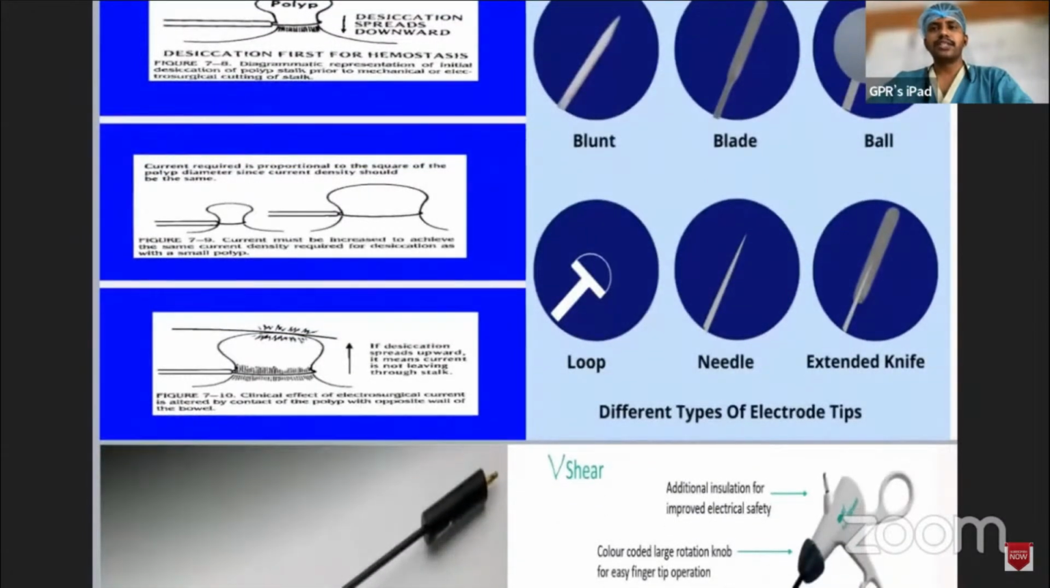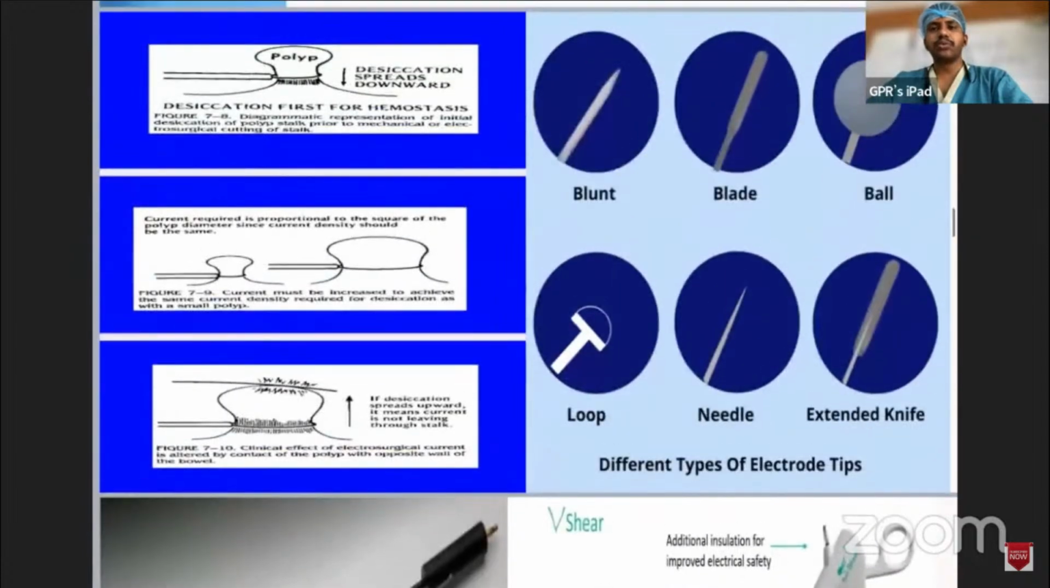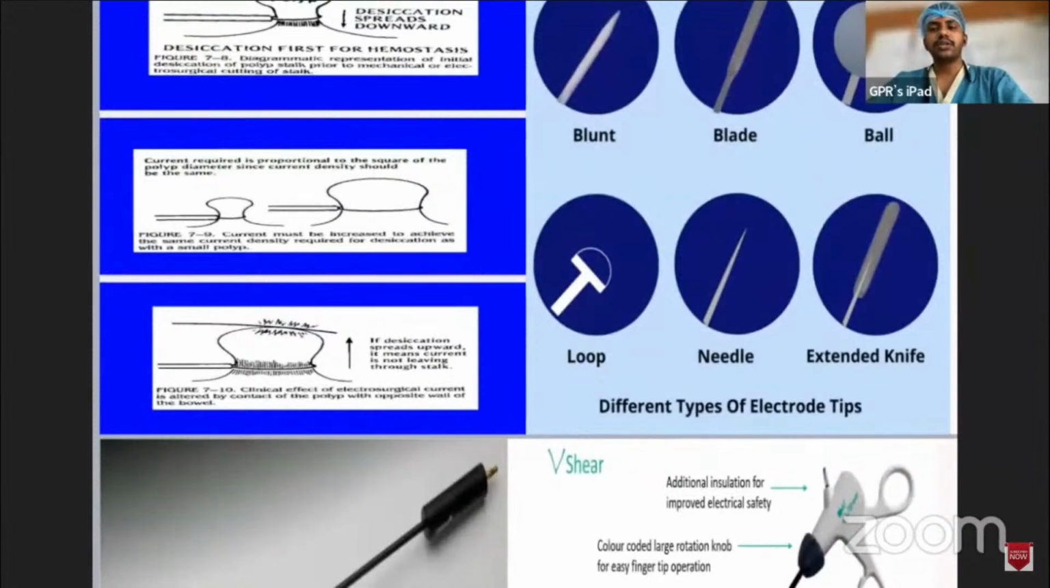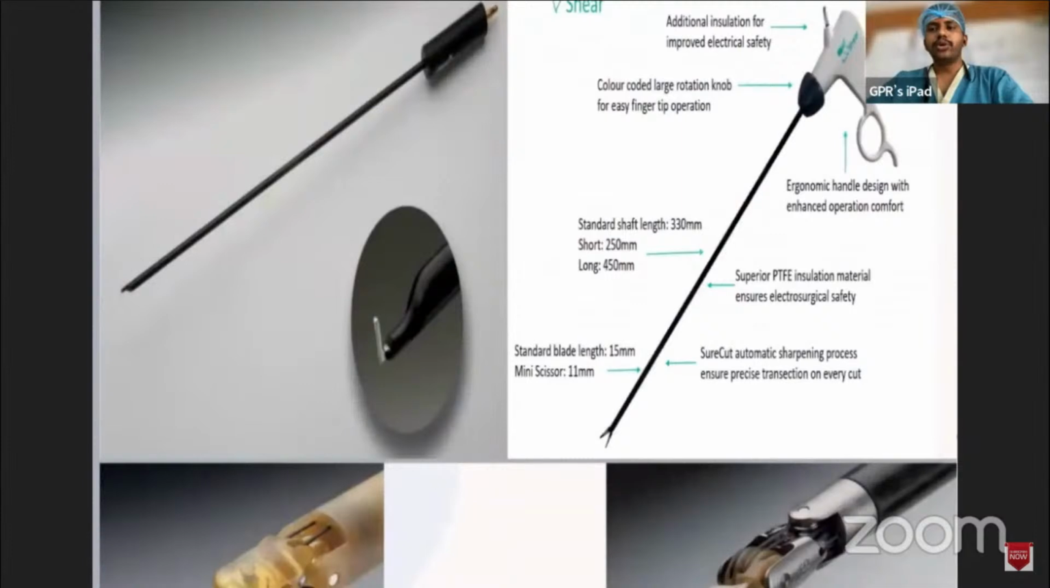First the snare or loop is placed over the polyp, and then it is tightened and crushed to make sure some amount of hemostasis happens, and then the electric unit is put into action, causing the desiccation of the polyp tip. These are the endo units. One is called the V-shear on the right, and the other is the hook on the left. The hook is the most commonly used as well as the most dangerous instrument that could be used by any person in laparoscopic surgeries.